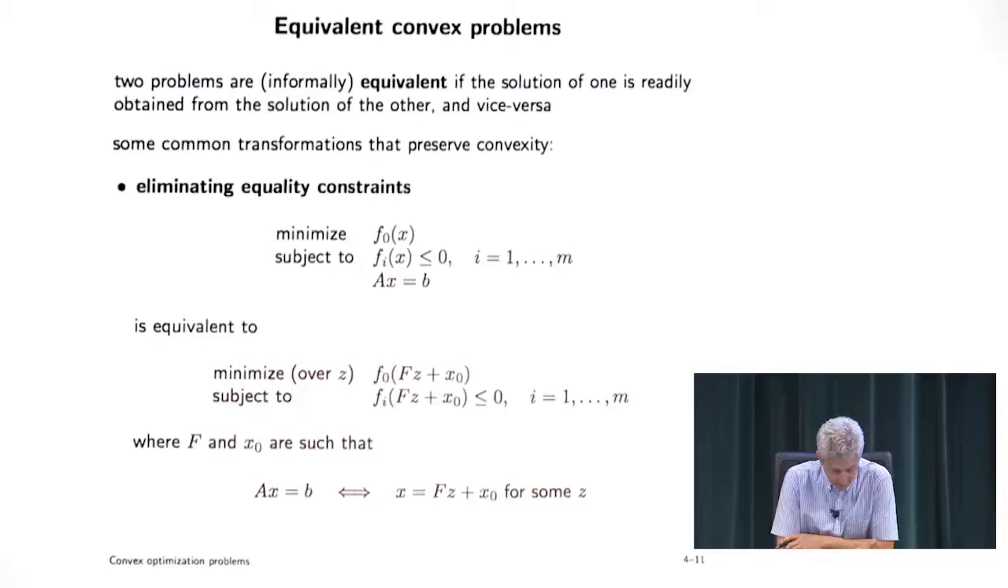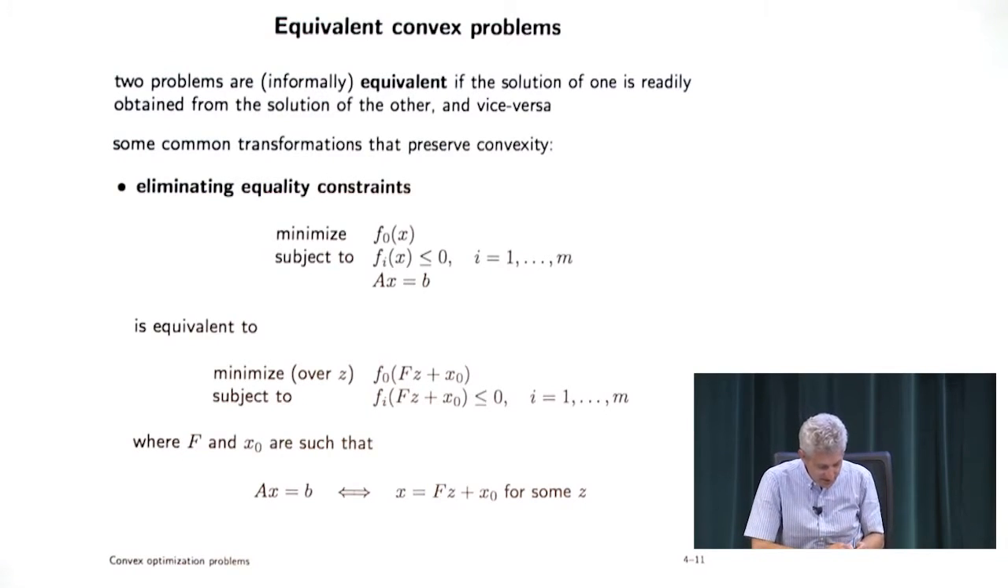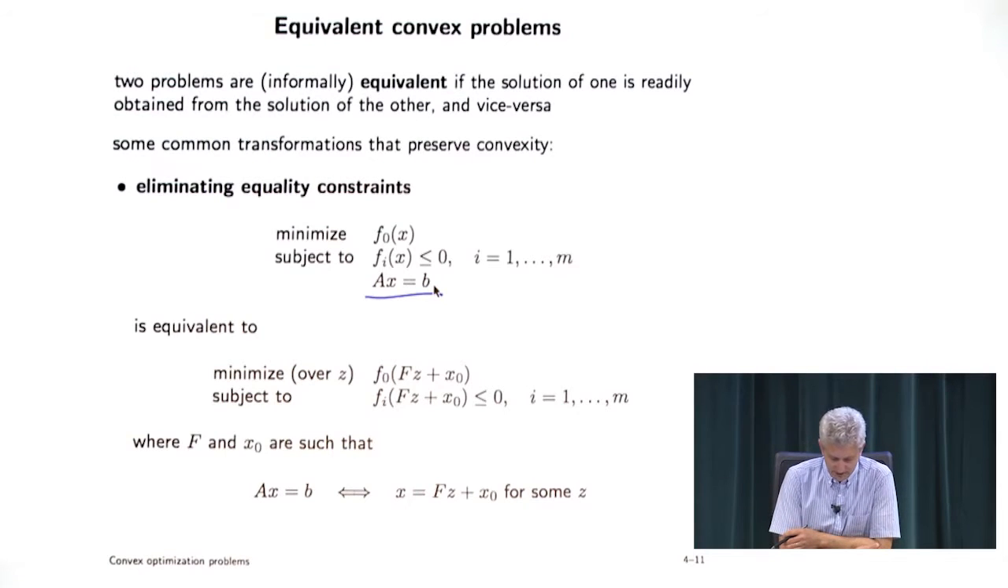Okay, so let's look at some examples. By the way, we're going to use all of these things later. It's quite important. So the first observation is this: eliminating equality constraints. The way you do that is this. You have Ax equals b, but we know what all x that satisfy Ax equals b look like. That's nothing but an affine set. And we can go to a free parameter representation.